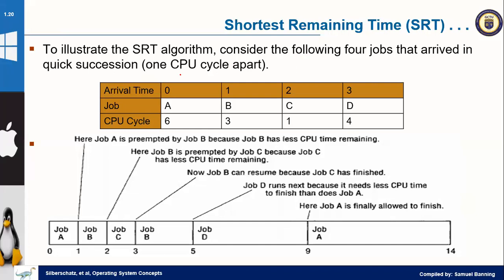All right, very good. Okay, so let me illustrate this again. We have these 4 jobs, A, B, C, and D. Their CPU cycles are 6, 3, 1, and 4, respectively. I hope that one is clear. Now, on the arrival time, this is the order they arrived in the ready queue. First was job A. Then the next second, job B came. Then the following second, job C came. Then the next second, job D came. So that is their arrival time, time 0, 1, 2, 3.